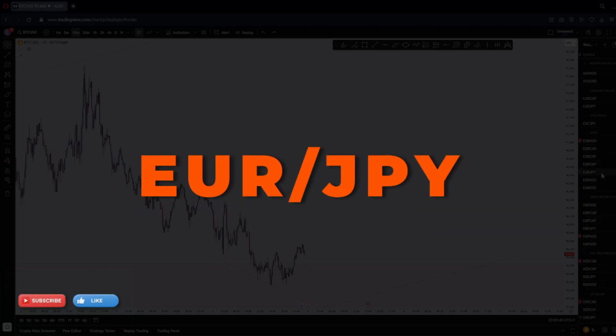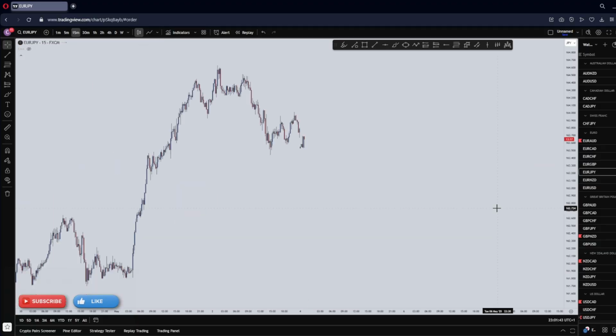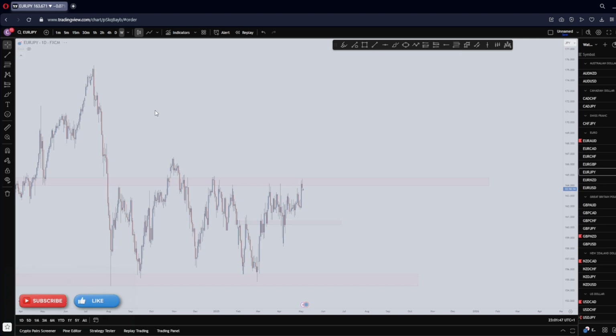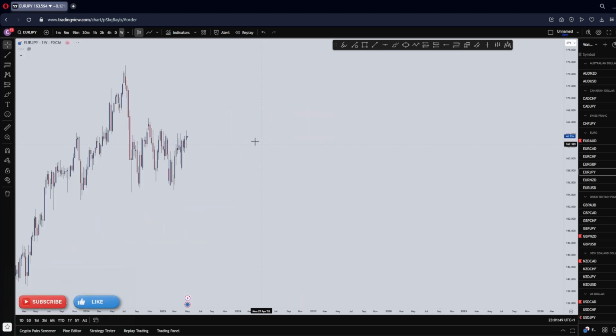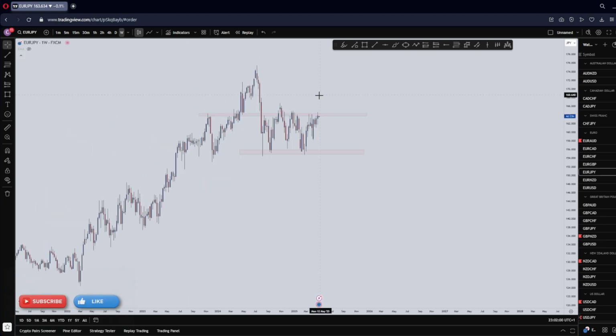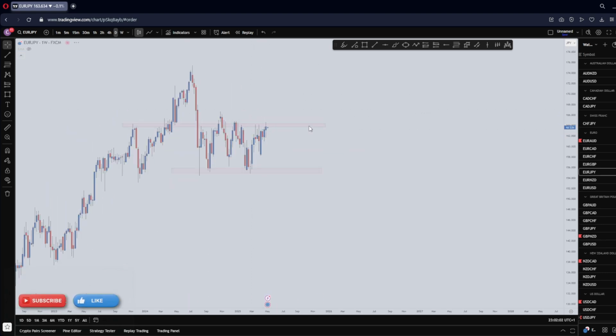Let's quickly look at Euro JPY. Let's go to the weekly time frame. Let's quickly mark out the charts. We have this. We have this. Those are the two clear key levels.